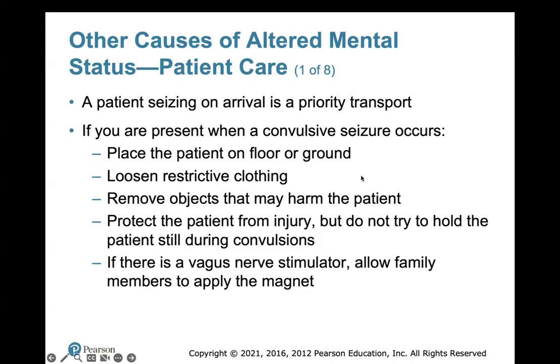Protect the patient from injury, but do not try to hold the patient still. They will tense against you with such force and strain that they will injure themselves if you try to hold them down. If the patient has a vagus nerve stimulator, which is an electrical contraption attached to the patient through wires that go up to the nerves, and usually is activated by a magnet, let the family members apply the magnet to stop the seizure.